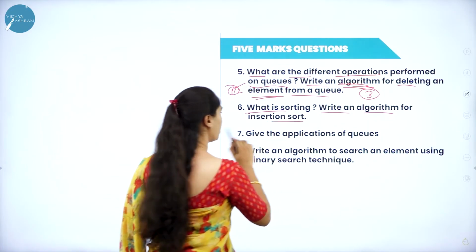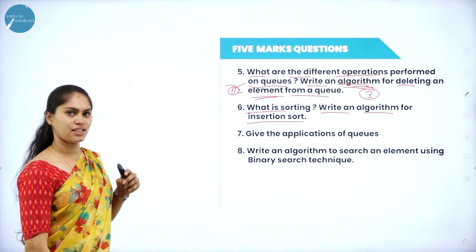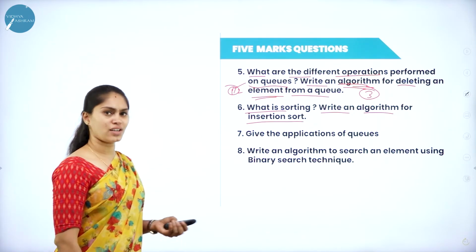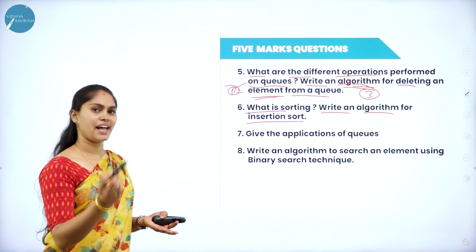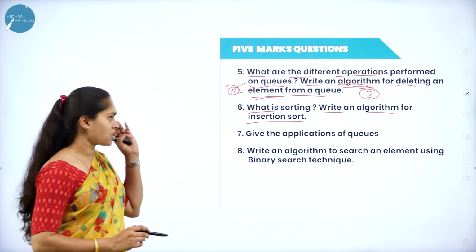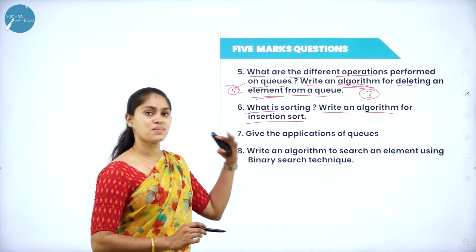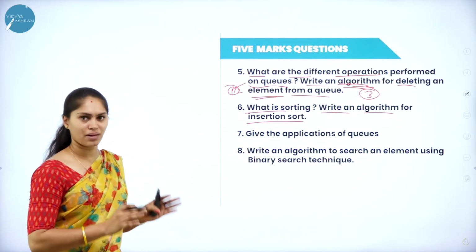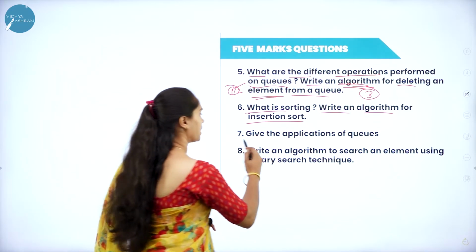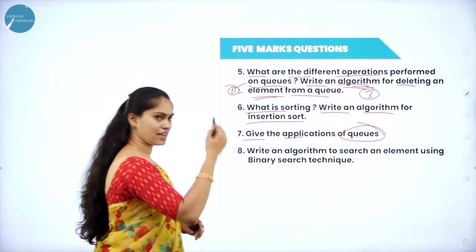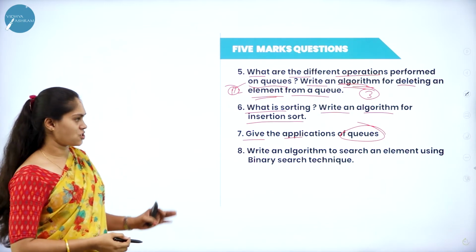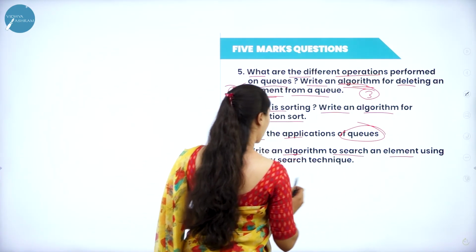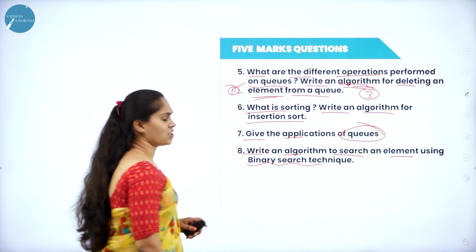Write an algorithm for insertion sort. In the same way, searching: binary search, linear search. When it comes to sorting, insertion sort and inserting an element into an array, don't get confused. Insertion sort is different. That comes under sorting. Insertion is related to inserting an item into the data structure. Next, give the applications of queues. I have already listed out all the applications of queues that you have to learn, and write an algorithm to search the elements using binary search technique.